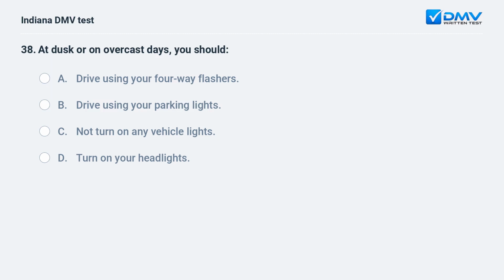At dusk or on overcast days, you should A. Drive using your four-way flashers. B. Drive using your parking lights. C. Not turn on any vehicle lights. D. Turn on your headlights.